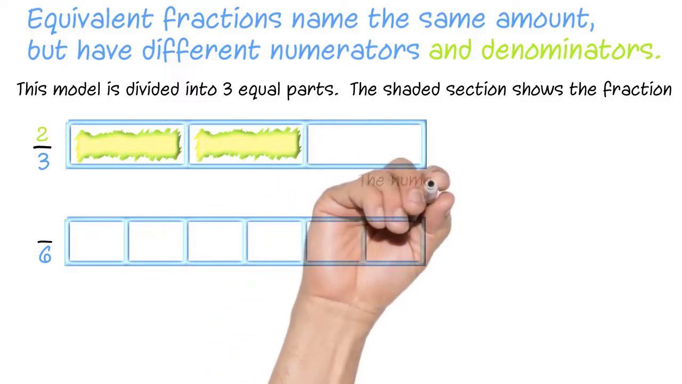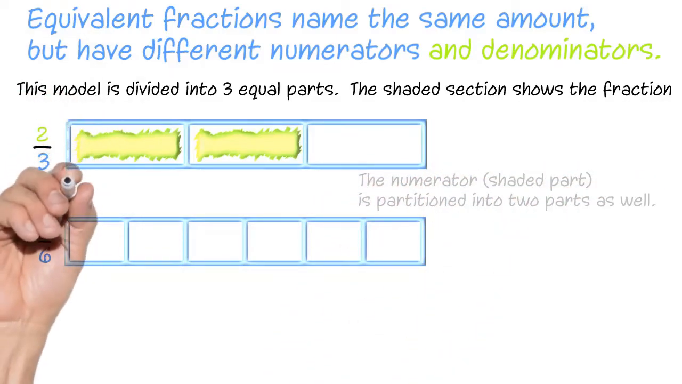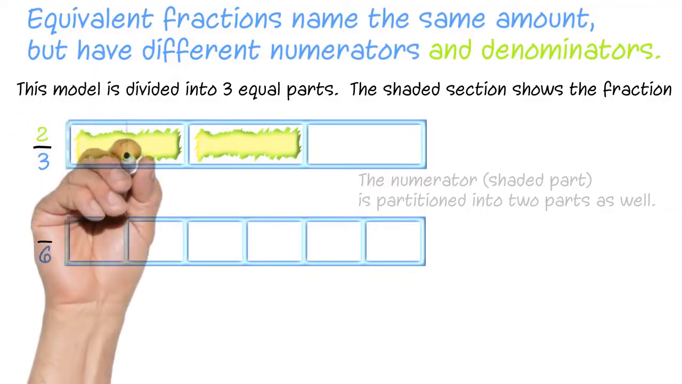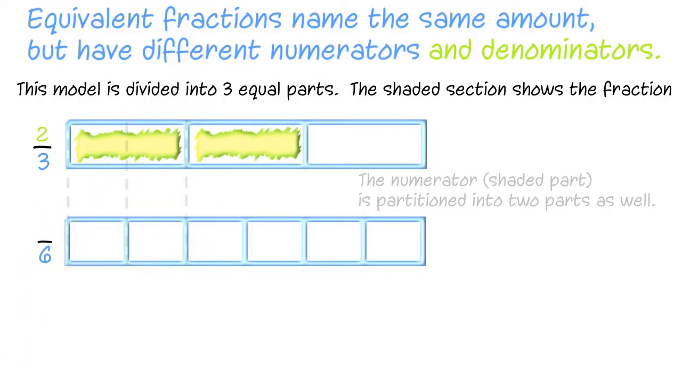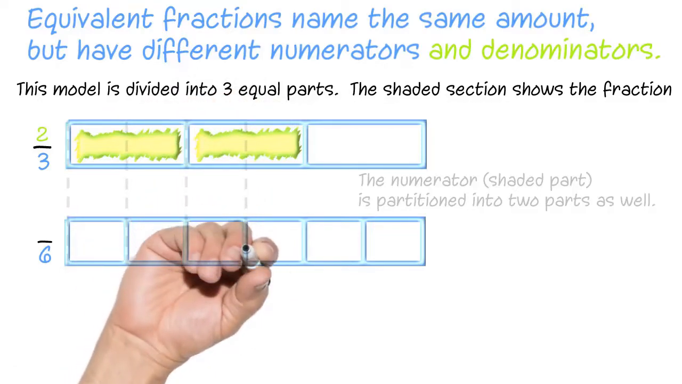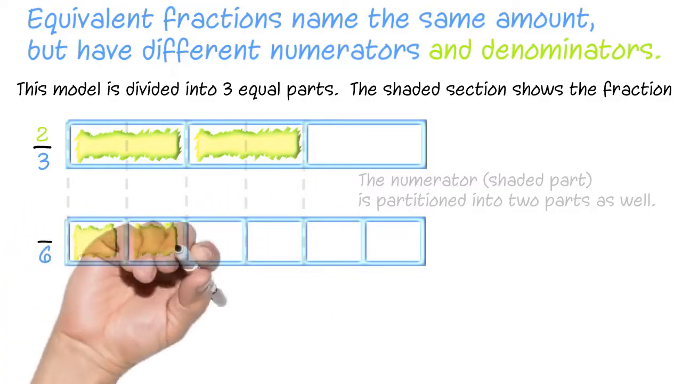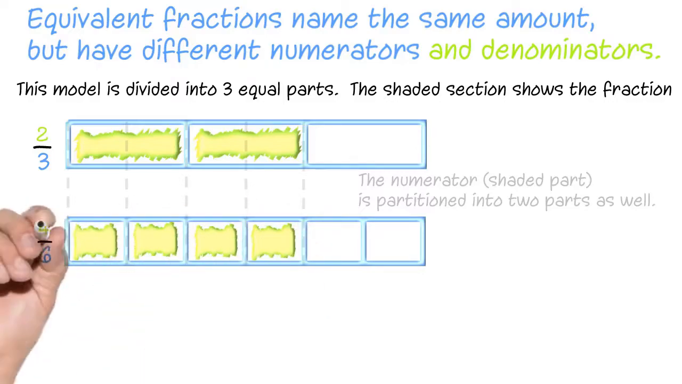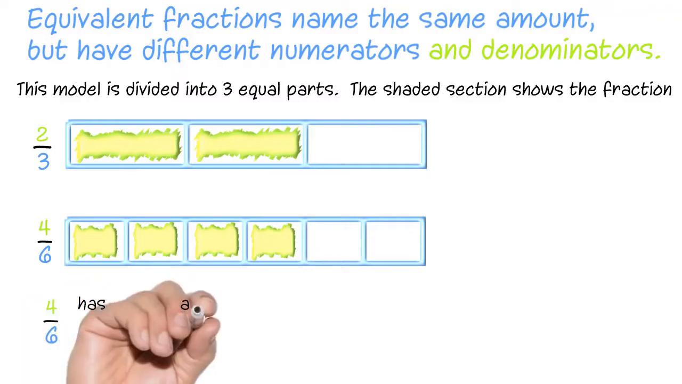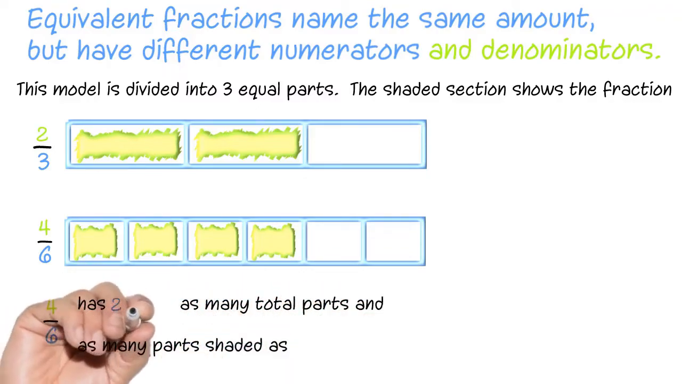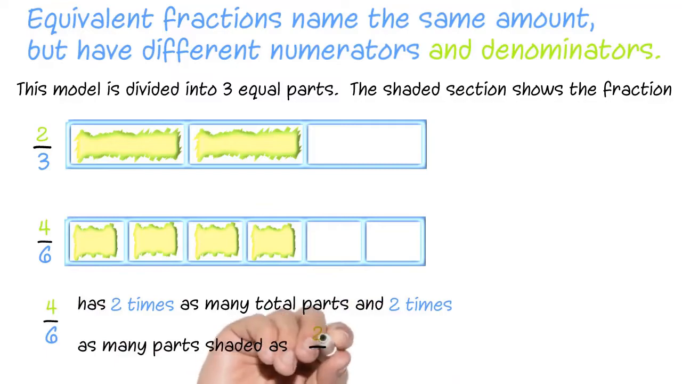Just like the denominator, the numerator or shaded parts will be partitioned into 2 parts as well. The shaded part or numerator will now go from 2 parts to 4 parts shaded. Because we partition the numerator and denominator by 2, 4/6 has 2 times as many total parts and 2 times as many parts shaded as 2/3.